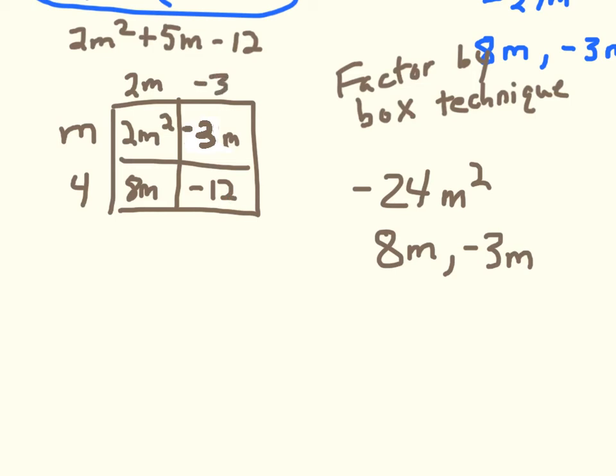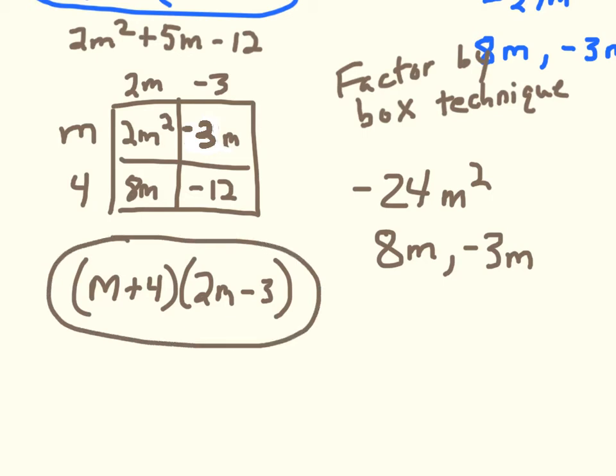So now looking up here, this means m plus 4 is a factor, and 2m minus 3 is a factor. So that's called the box technique. That works very, very well, so feel free to use that. That's the same factors I got above. If you want to verify it, it's m times 2m, 2m squared. M times negative 3 is negative 3m, plus 4 times 2m is 8m. There's your 5m. And 4 times negative 3 is negative 12.